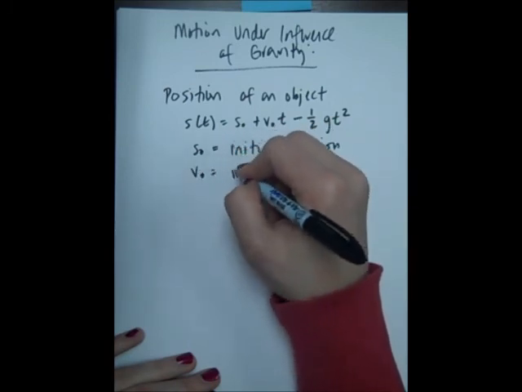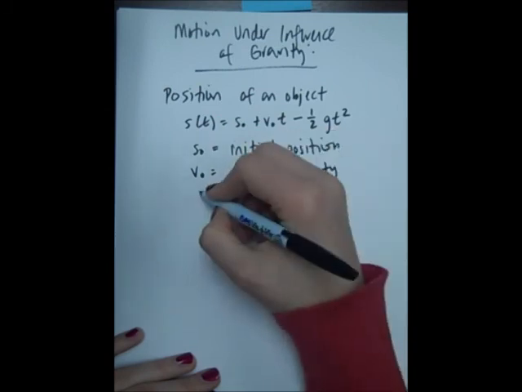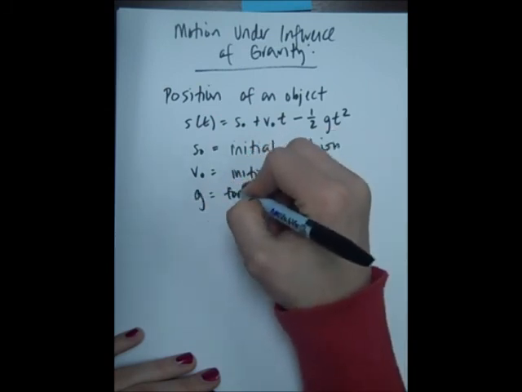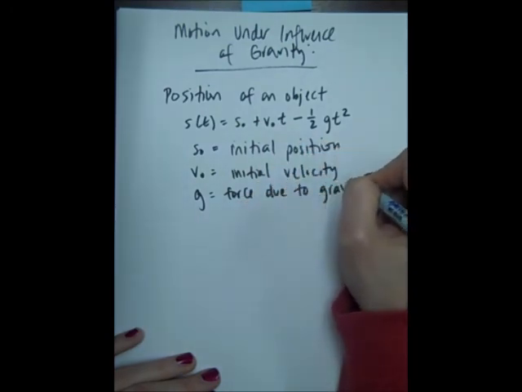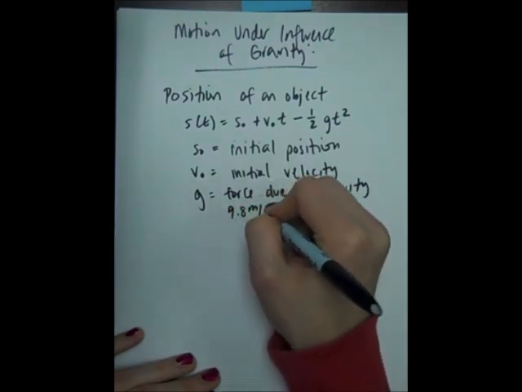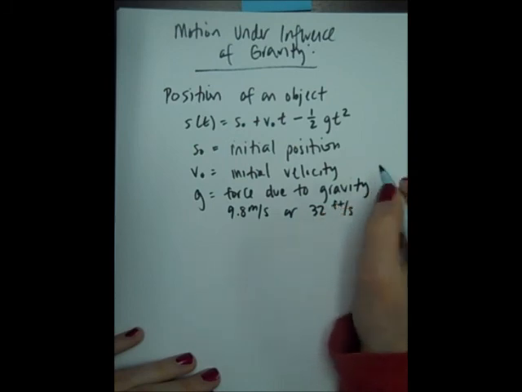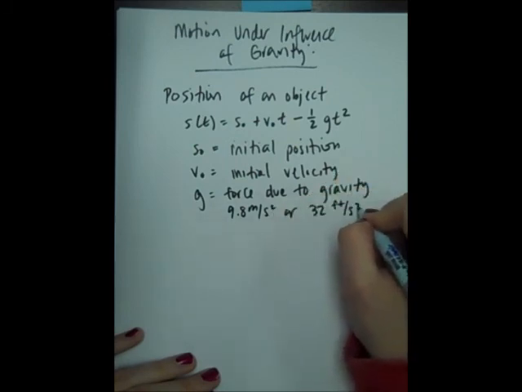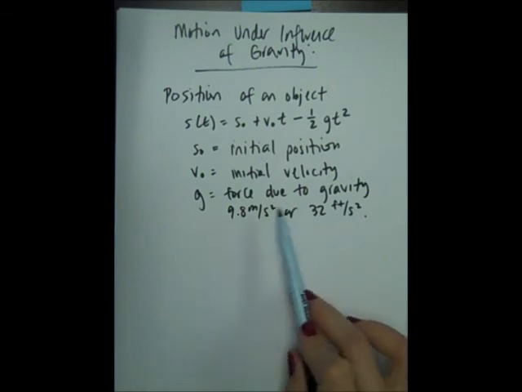S naught is the initial position. V naught is the initial velocity. And g is the force due to gravity. G is either going to be 9.8 meters per second or 32 feet per second. Sorry, feet per second squared. Depending on what our units are, it's going to be one of those two things.